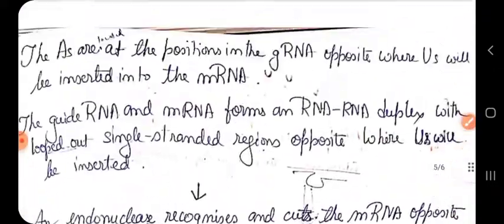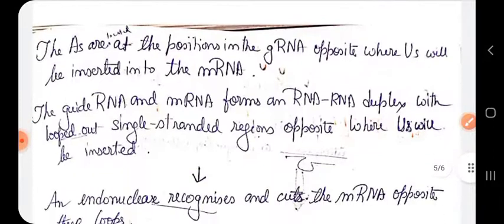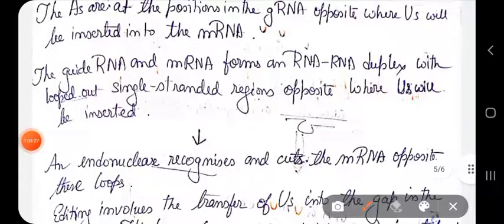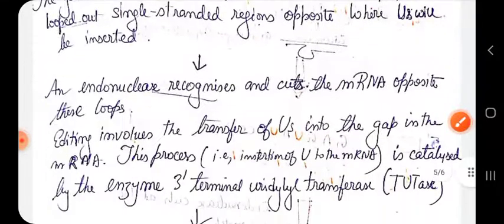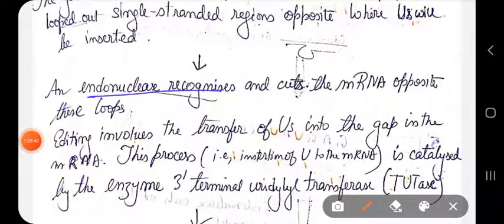So here it is. The guide RNA and mRNA form an RNA duplex, and where the guide RNA editing region has multiple adenine residues, they will be looped out. Then an endonuclease enzyme will recognize that loop region. The endonuclease will recognize this loop region as what?